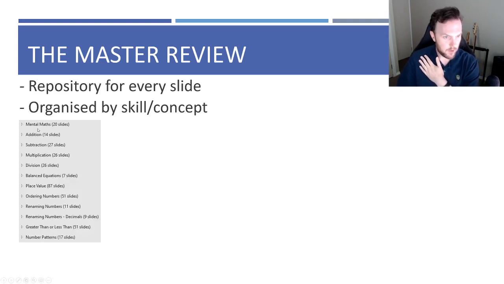So here's an example. Here's a screenshot of my master review for maths. This is not all of it. This is only a very small section of it, but you can see here that I have sections. PowerPoint allows you to do that. So I've got a section for mental maths. I've got each of the 4 operations and then some other stuff here as well. This is mostly place value stuff.